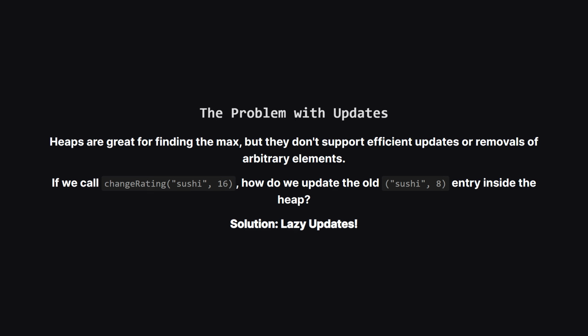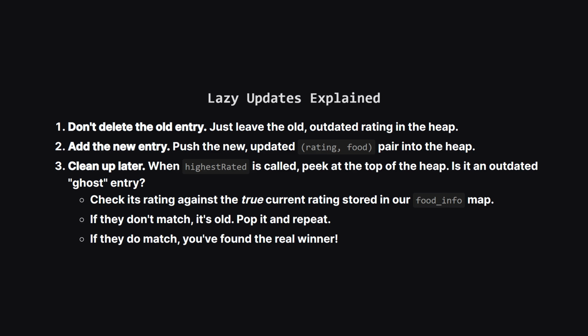But there's a catch. Heaps are not designed for easily finding and updating an item that's buried somewhere in the middle. So what do we do when a food's rating changes? The answer is a clever trick often called a lazy update or lazy deletion. Here's how it works. When a rating changes, we don't even try to find and remove the old entry from the heap. We just leave it there. Instead, we simply add the new, updated rating to the heap. This means our heap might contain some stale, incorrect data.